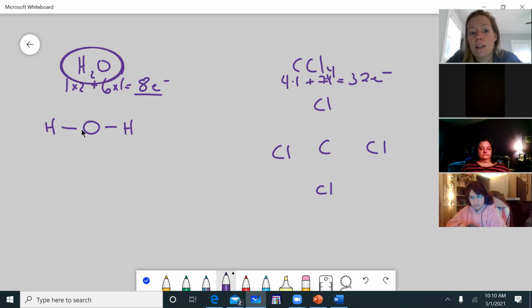What do these lines represent? Remember, each line is 2 electrons. So at this point, I have used a total of 4 electrons. But how many do I need? I need to have 8 electrons on the board. So I need to put 4 more electrons on the board.